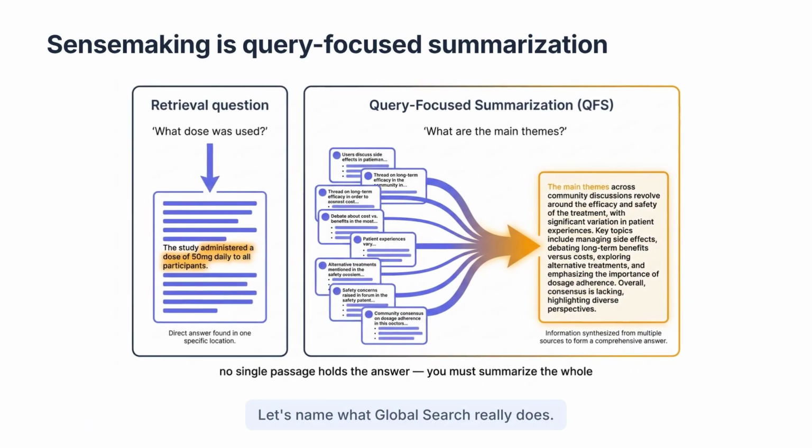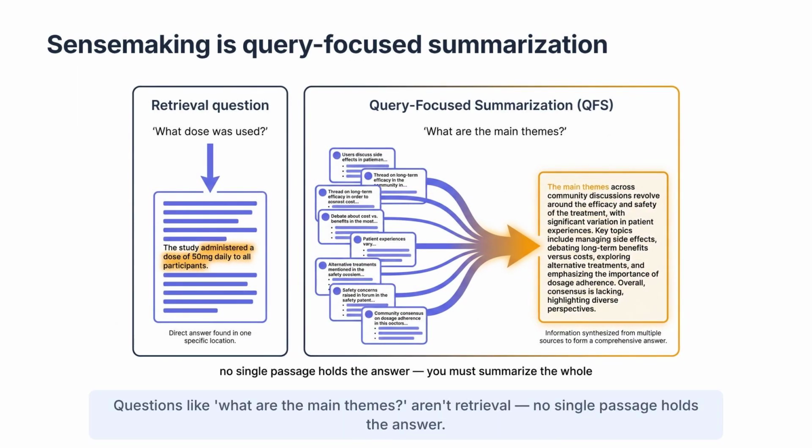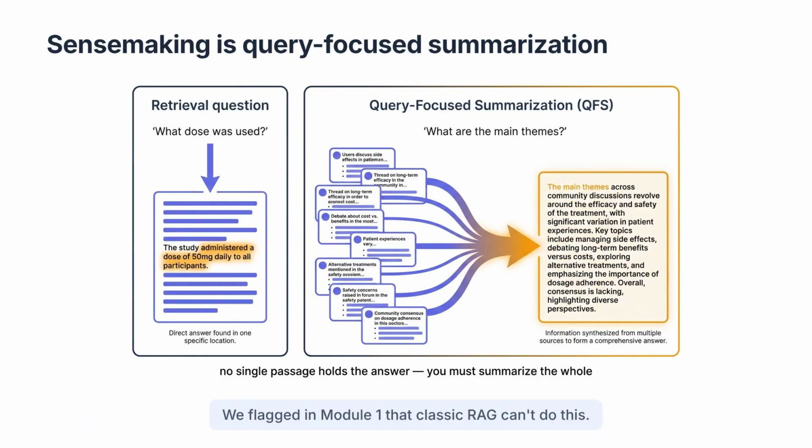Let's name what global search really does. Questions like "what are the main themes?" aren't retrieval; no single passage holds the answer. They're query-focused summarization, or QFS: summarize the whole collection through the lens of my question. We flagged in Module 1 that classic RAG can't do this. Global search is GraphRAG's answer to that gap.